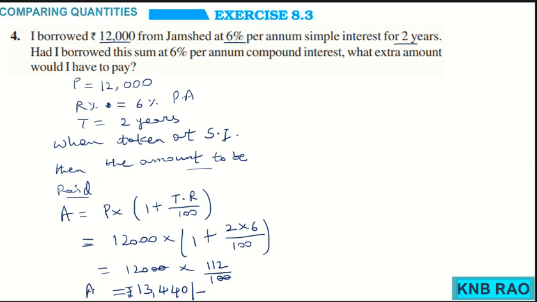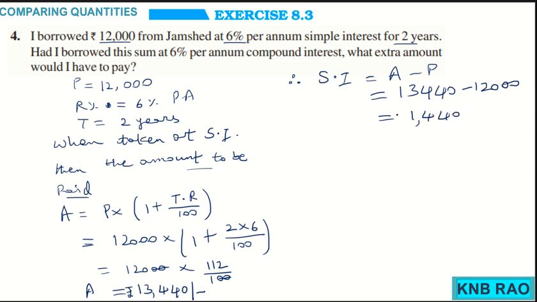Therefore, simple interest is the difference between the amount and the principal, that is 13,440 minus 12,000, which gives you 1,440 as the simple interest that I am supposed to pay to Jamshed.